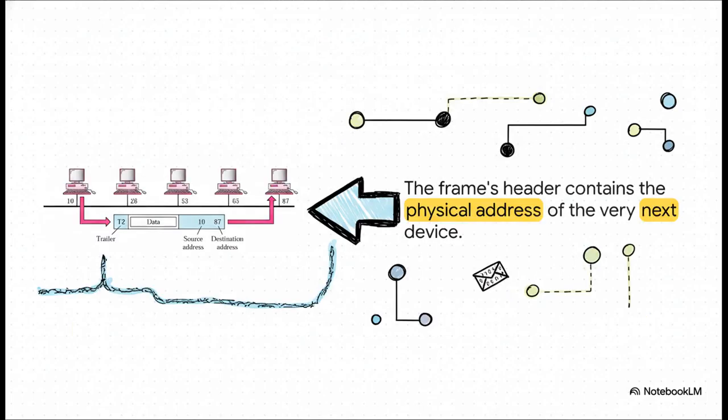So how does it know where to send that note next? Well, the frame's header has the physical address, also known as the MAC address. In this example here, the computer with address 10 is sending a frame, and that header clearly says the next stop is address 87. It's a very specific, very local instruction.